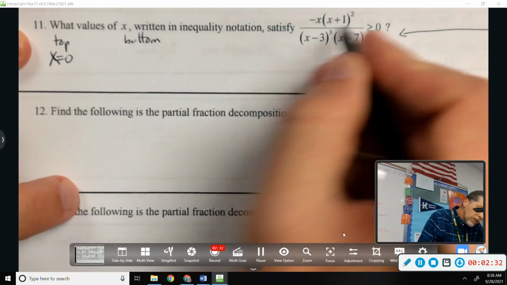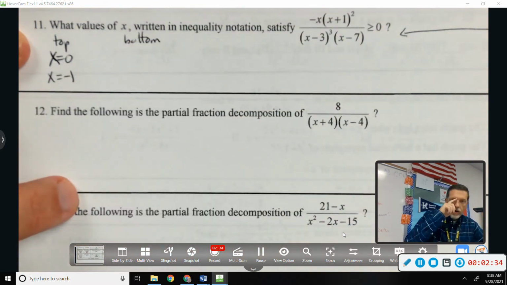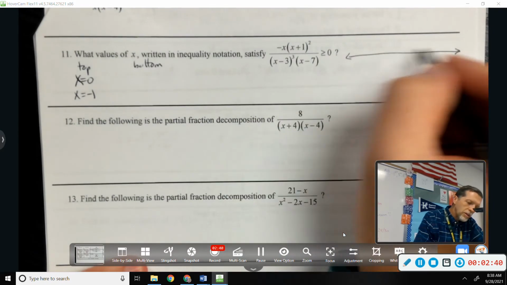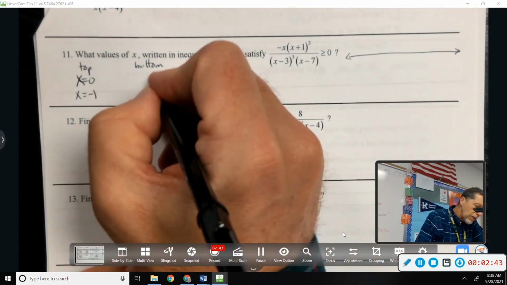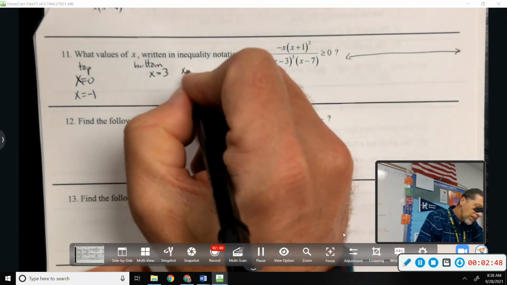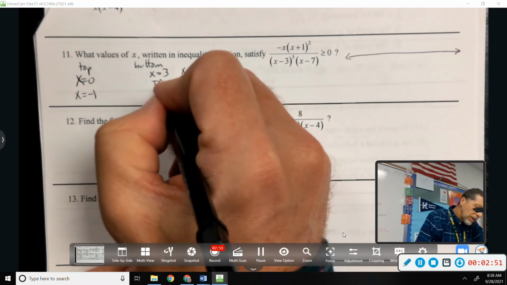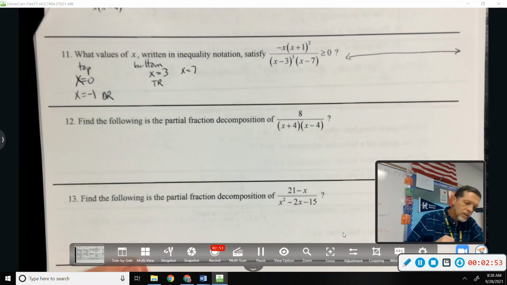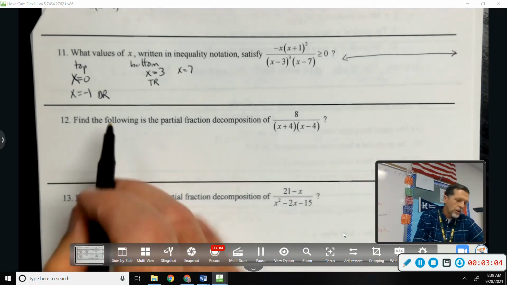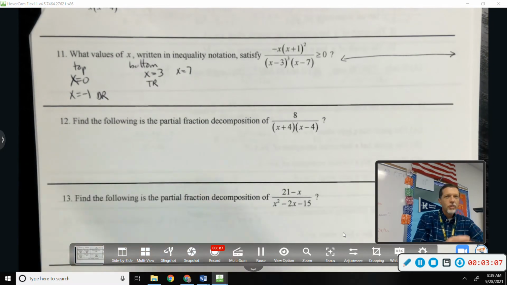So x equals 0, x equals negative 1 are zeros from the top. I don't want to put them on the number line yet because I want to figure out all the numbers I have to work with here. X equals 3, x equals 7. And I should probably note that negative 1 is a double root and 3 is a triple root. So it will alternate twice for a double root: it switches and switches back. For a triple root, it switches, switches back, and switches again.